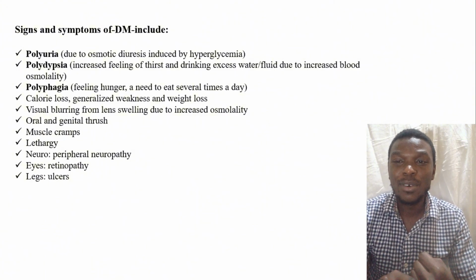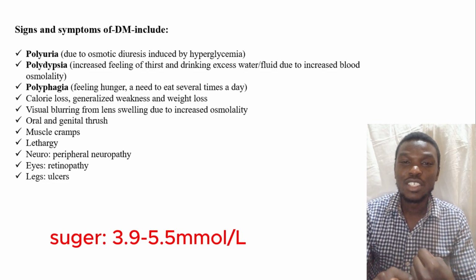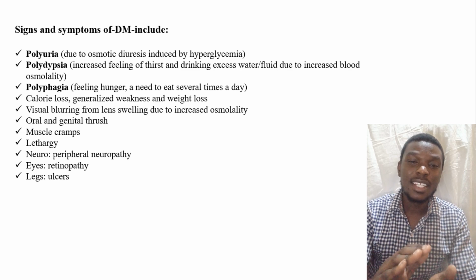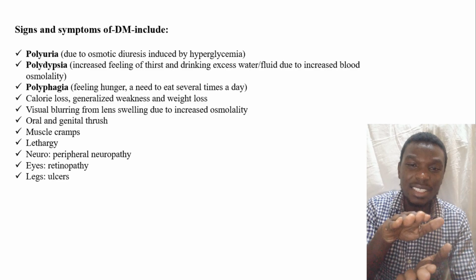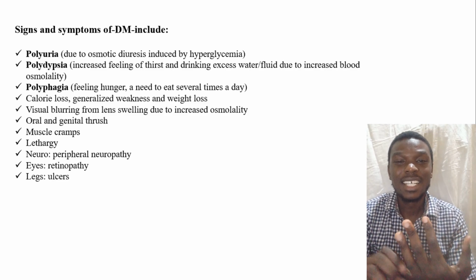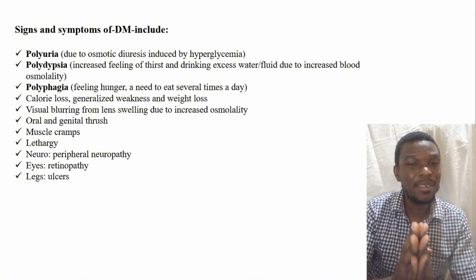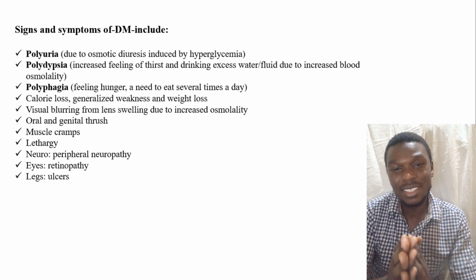Then they also have oral and genital thrush. So remember the body has got a range where the sugar levels should be. This range is enough for bacteria. In short, it is enough for the normal flora to survive. So the normal flora will utilize these sugars.